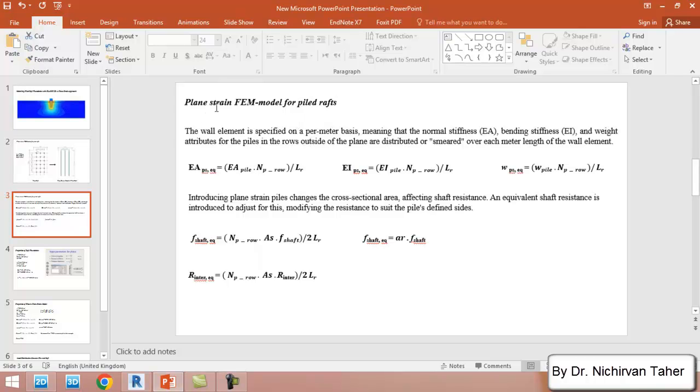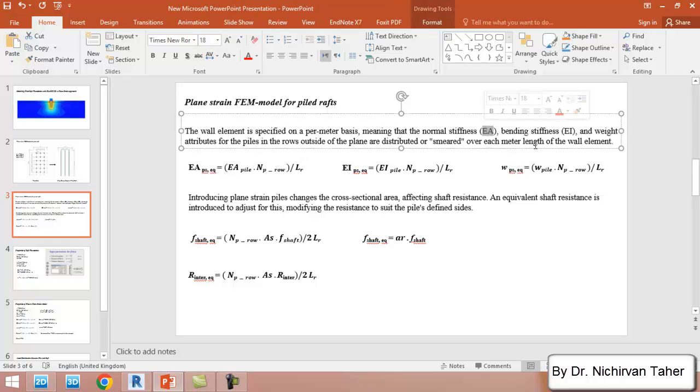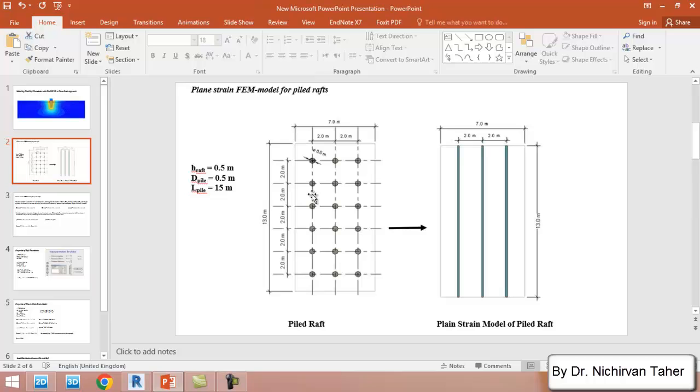For example, the wall element is specified as I mentioned before. The wall element is specified on a per meter basis, meaning that the normal stiffness EA, modulus of elasticity and area, also the bending stiffness and weight attributed to the piles in the rows out of the plane are distributed or smeared over each meter length of the wall element.